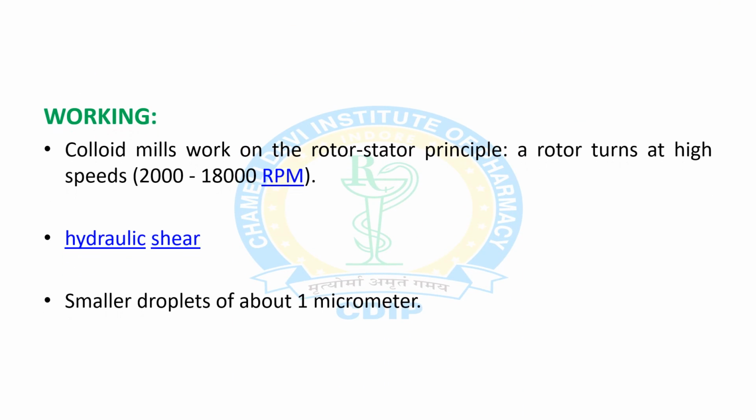Now let's see the working of the colloid mill. Now the colloid mill works on the rotor stator principle. Here a rotor turns at a high speed, around 2000 to 18,000 rpm, and these high levels of hydraulic shear are applied to the liquid, which will disrupt the structures in the fluid. These high shear rates will lead to small droplets of approximately 1 micrometer which are more resistant to emulsion separation.